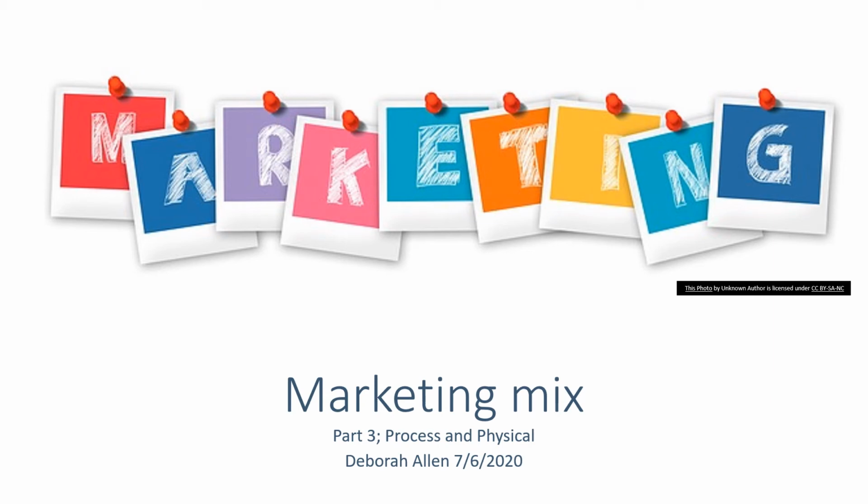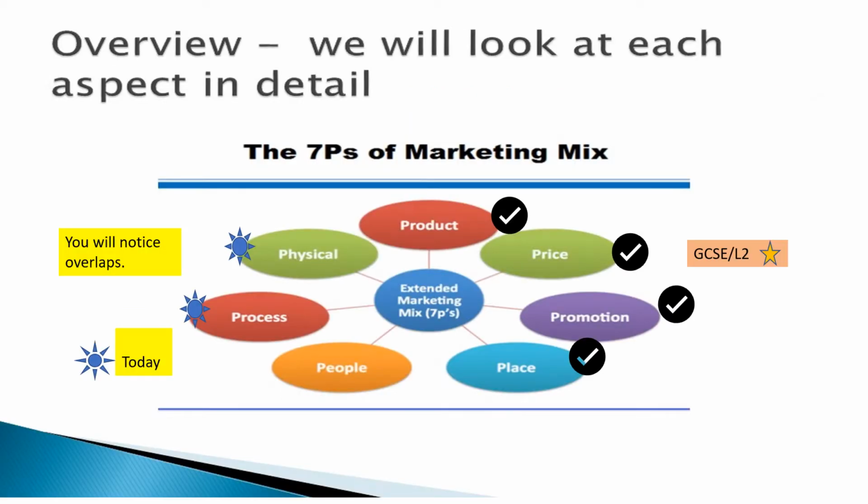So today we're going to be looking at process and physical, which you'll remember are two of the 7 P's that we looked at overall. Just to remind you, here's the overall model. In previous videos, we've looked at product, price, promotion, and place, which are also the basic 4 if you do the 4P model and you're studying GCSE or level 2.